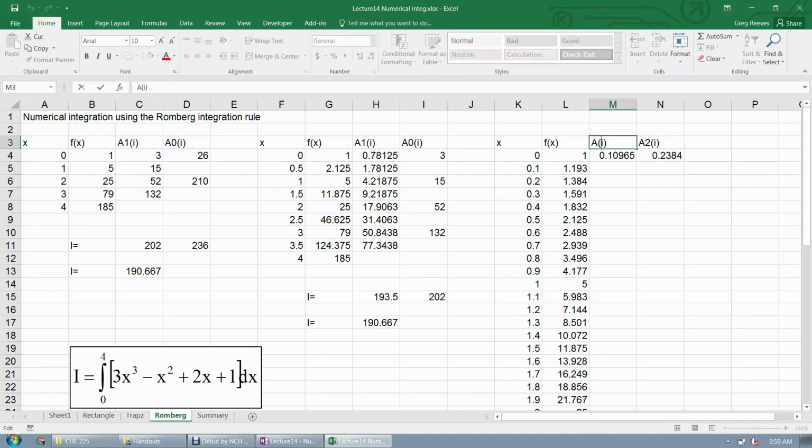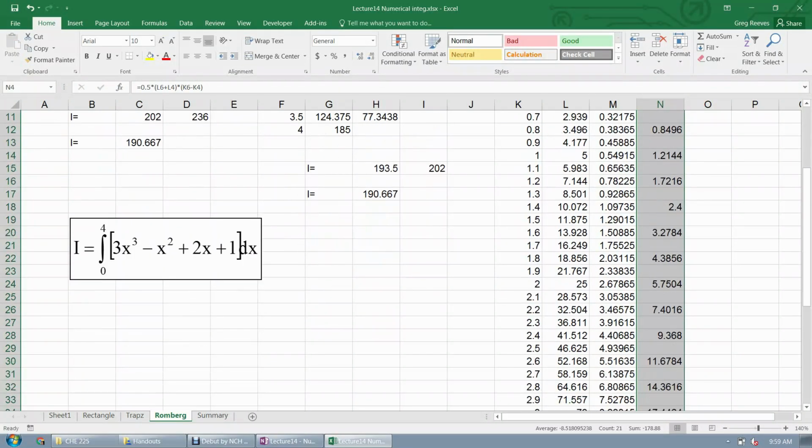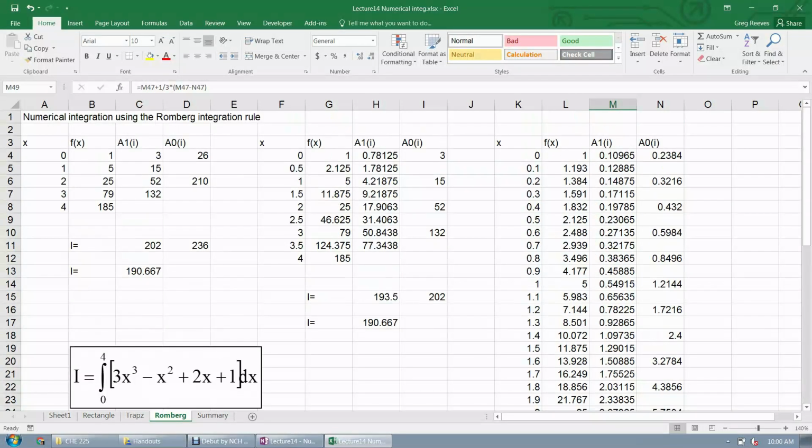But let's go one step further. So finally, we will take this last Romberg integration with 40 subintervals. I'm going to again call this A1 and A0 like I had before. Drag down on the A1, drag down on the A2, and of course we have to delete the final 2 points. And again, we get 190.667.